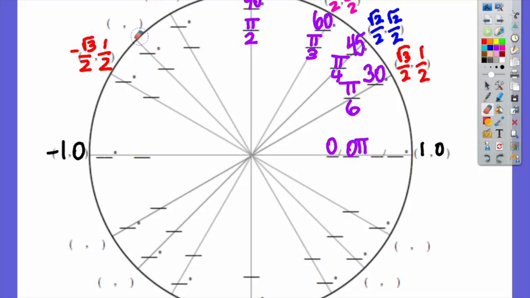This one over here matches up with 45. Negative square root 2 over 2 and positive. And then this one at the top matches up with the 60. You see why I said knowing the first quadrant is so important? Because honestly, you flip it over and those are the ordered pairs.